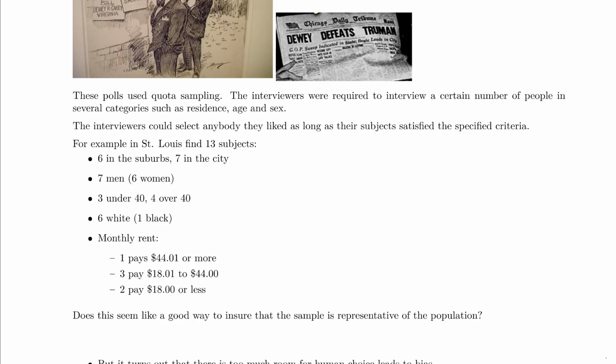Now, it sounds like a really good way to make sure the sample is representative of the population. So they looked at the population. They said, oh, like 6 out of every 13 live in the suburbs, 7 out of 13 live in the city. And they wanted to make sure the sample was like the population. So it sounded good.